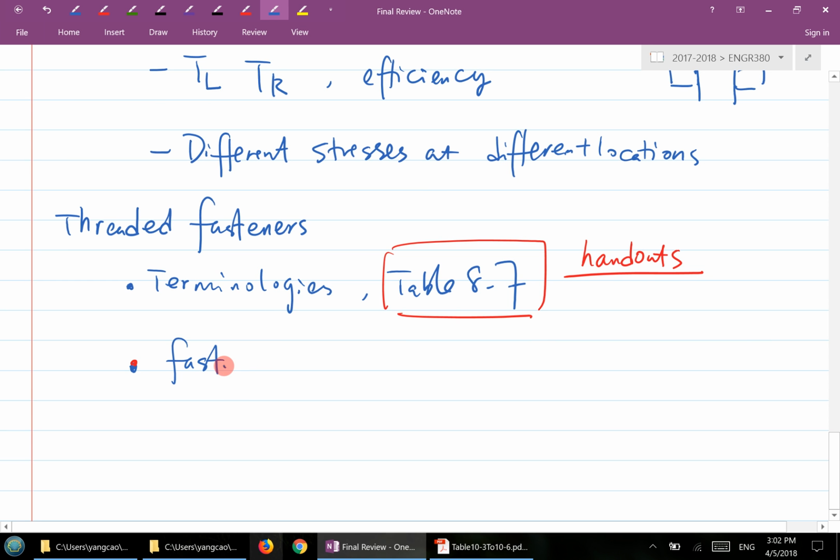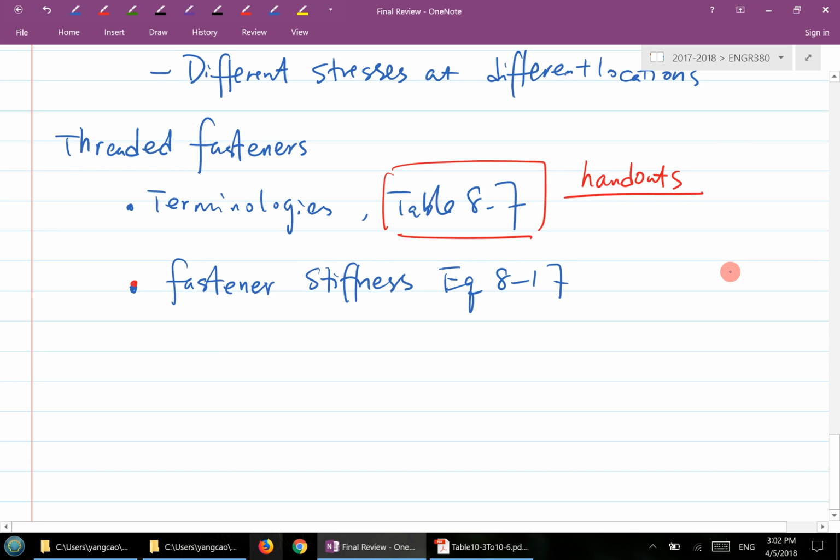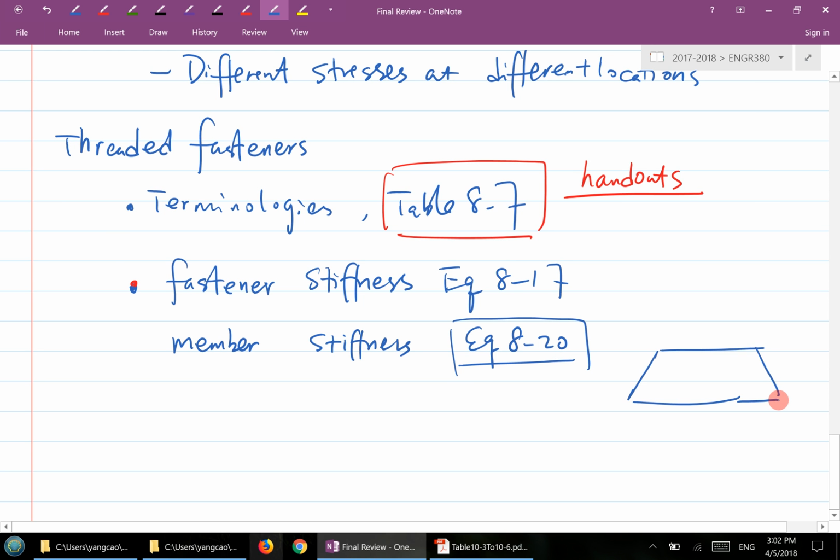Now we look at the fastener stiffness, and this is equation 8-17. You can look at what 8-17 is. We also have the member stiffness, equation 8-20. There are a couple of equations, but I think if you just remember one, that's enough: the equation for one frustum. Recall that if you have one frustum, figure out this capital D, figure out the thickness, plug into that equation, and you get the stiffness for the one frustum.